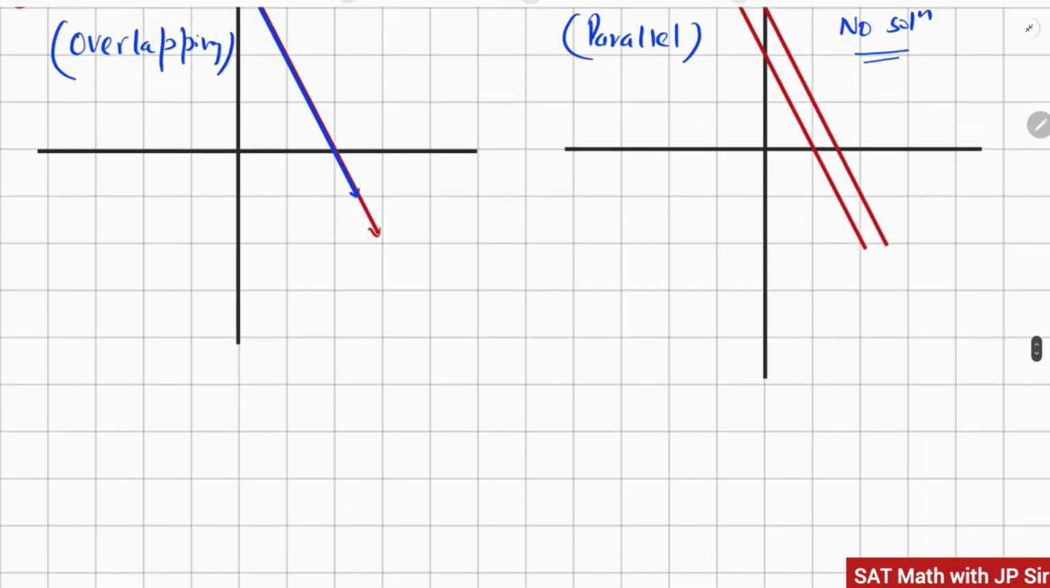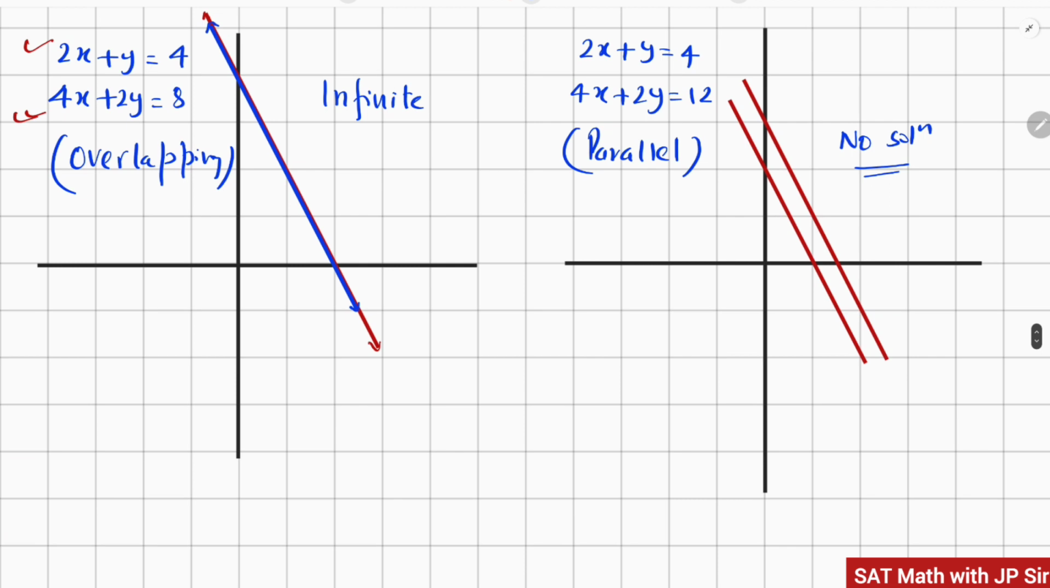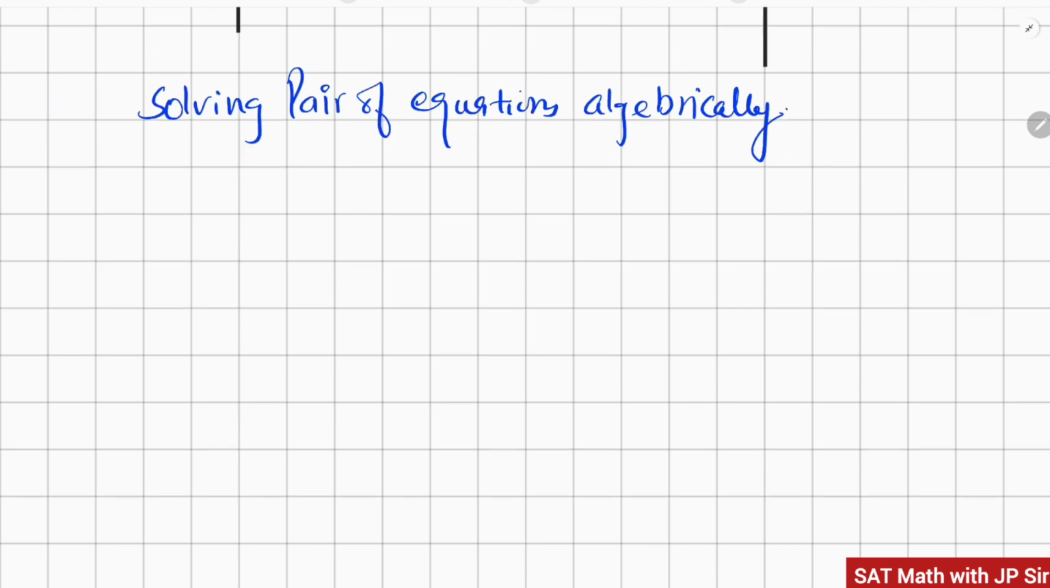Okay, now how to solve them algebraically? Solving pair of equations algebraically. Suppose that we have 2x plus y equals 4 and x plus y equals 3, and we have to solve this pair of equations. So there are several methods that we use. First is called the substitution method. Second, the elimination method. Substitution and elimination, I will teach you both.